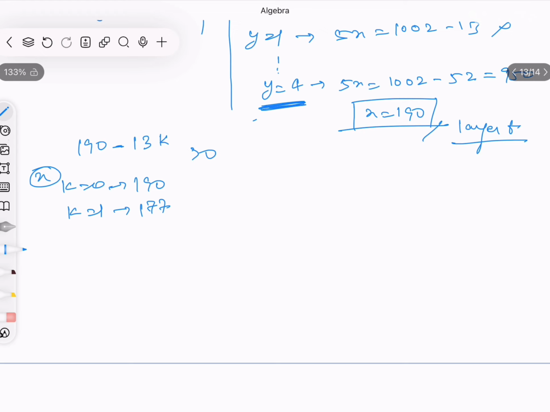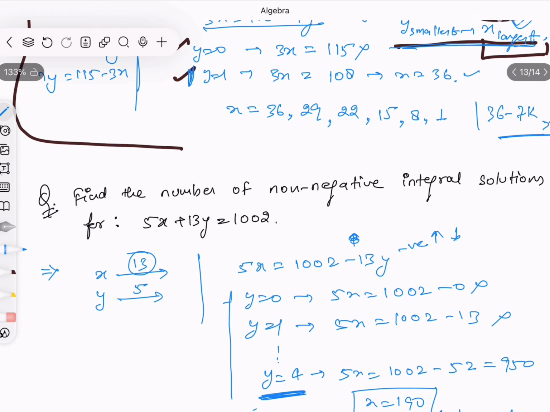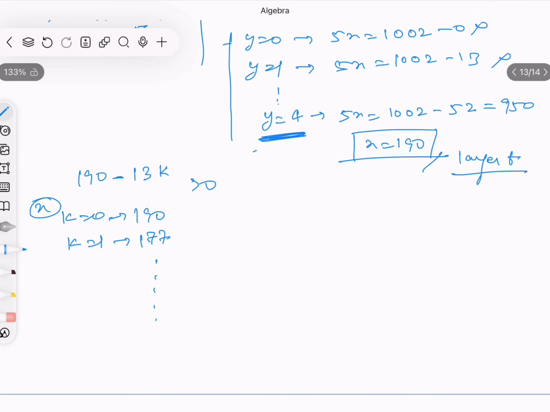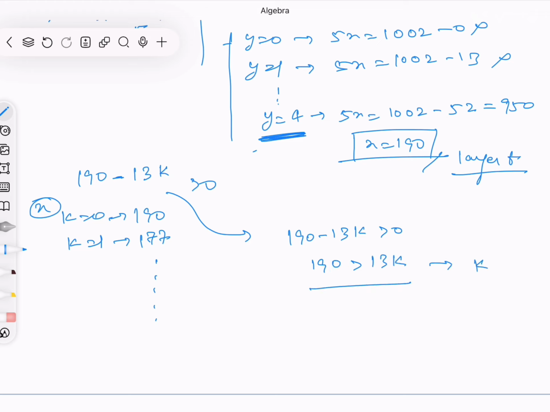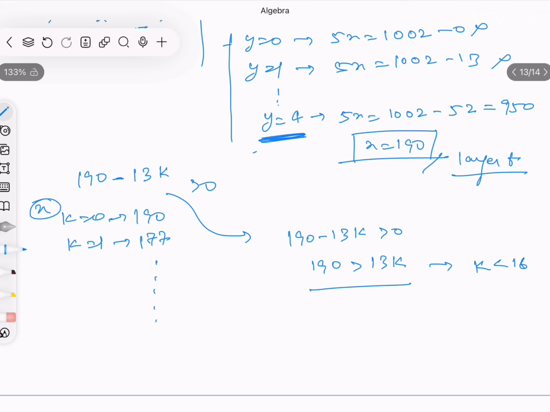Since it is asking for the number of non-negative integral solutions, let's look at this equation. 190 minus 13k greater than 0. 190 greater than 13k, and so k should be lesser than 16. Yes, 13 times 15 is 195... lesser than 15 point something basically. So you can have a total of 15 solutions, since it is 15 point something. So at least 15 you get.